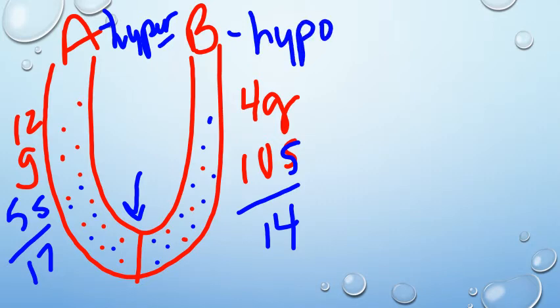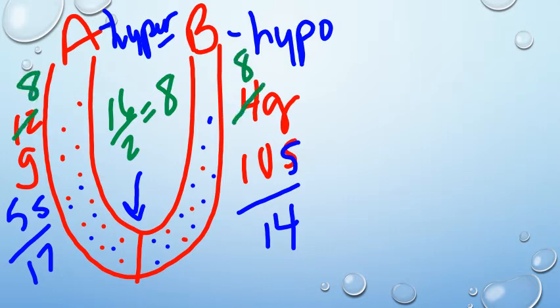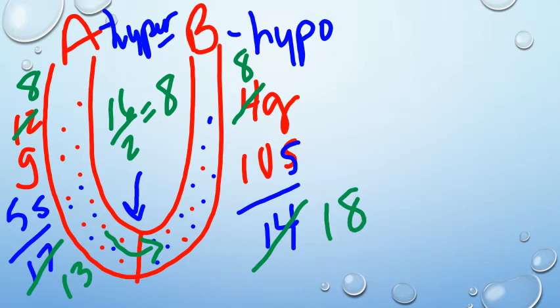All right, next thing I want to do is figure out what's going to move. The only one that can move is the glucose. So I add together 12 and 4. That gives me 16. Divided by 2, it's going to have 8 on each side when I'm done. So I'm going to have some of these red glucose move across. All right, I now re-add. 8 and 5 is 13, 8 and 10 is 18.